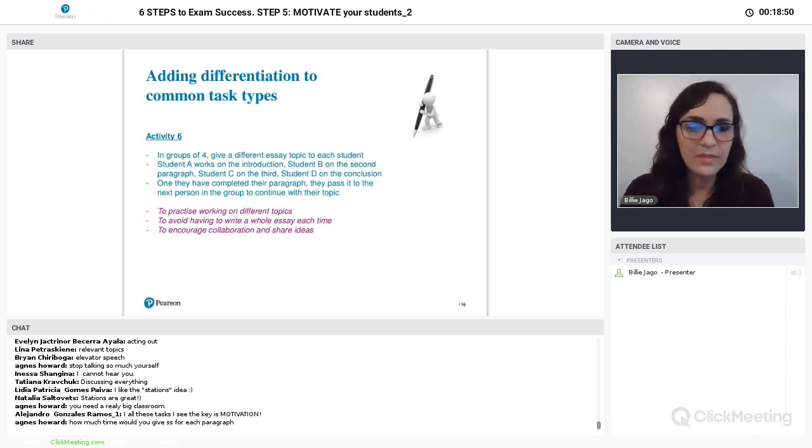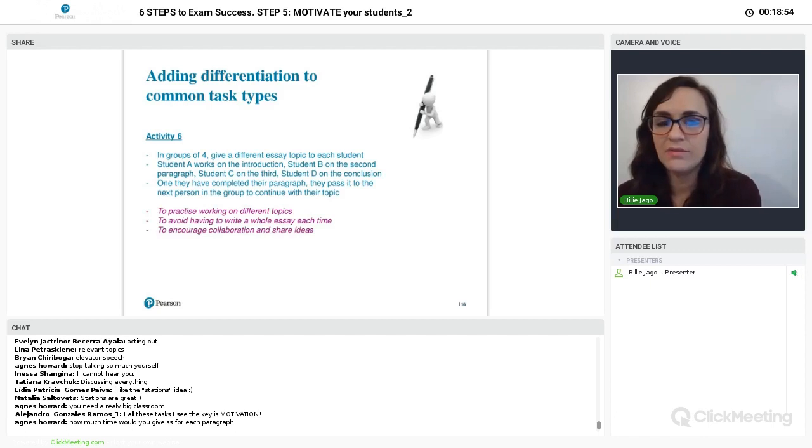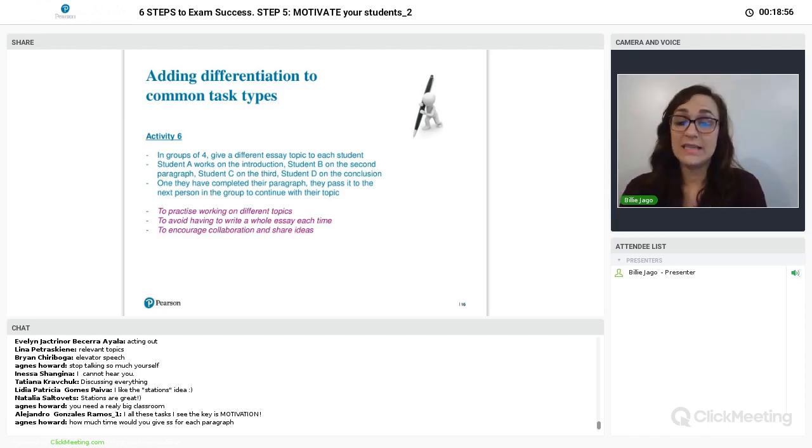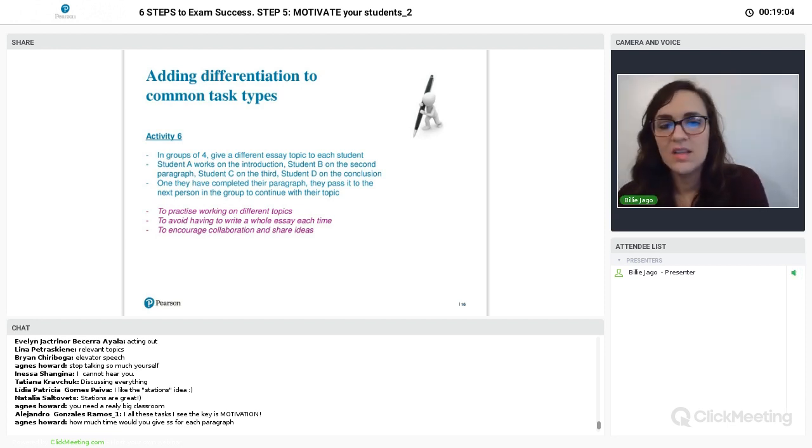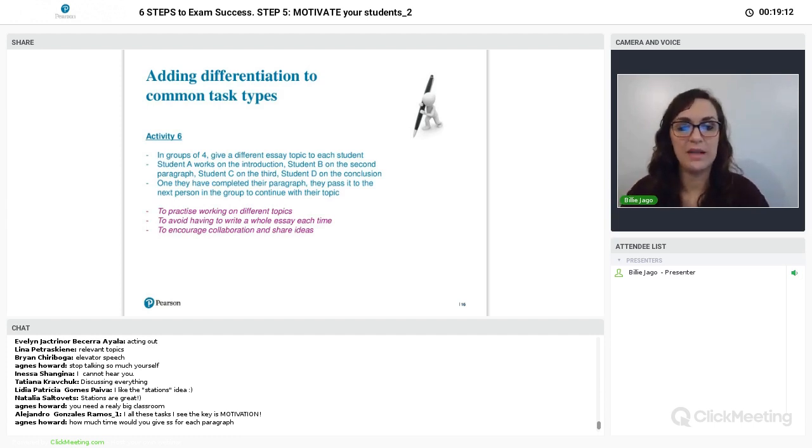So Agnes, your question, how much time would you give students for each paragraph? In the C1, the advanced exam, the writing is 1 hour and 30 minutes. So we've got 45 minutes for the first task and 45 for the second task. So I'd probably divide up the 45 minutes into 4, so each student has the same amount of time to write each paragraph as well, if that makes sense.